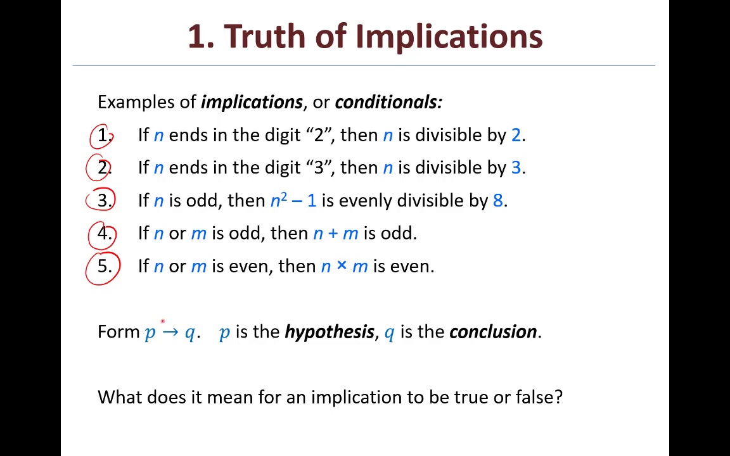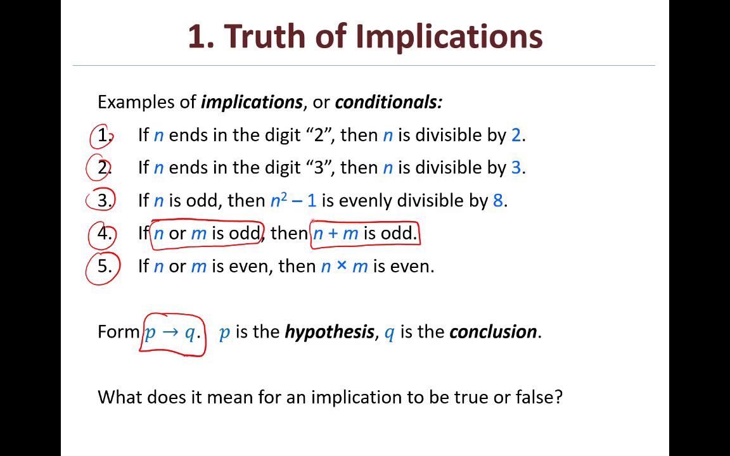Now we read this arrow as the word implies. So I would read this as P implies Q, or I might say, if P, then Q. P is the hypothesis and Q is the conclusion. So my hypothesis in one of these examples might be n or m is odd, and my conclusion would be the statement n plus m is odd.